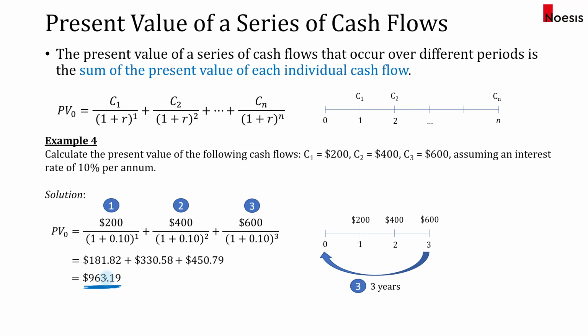$963.19. Another way of looking at this is that if you were to invest $963.19 today in this investment account, and this account earns 10% per year, it will allow the investor to receive or draw $200 in year 1, $400 in year 2, and $600 in year 3 by just investing this amount today.